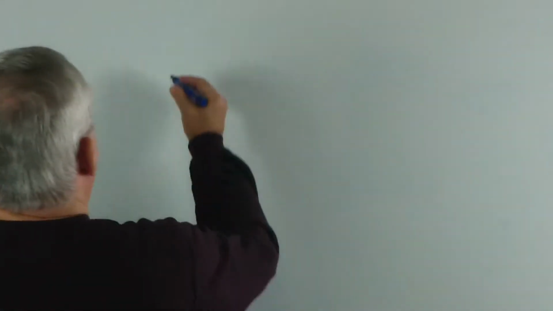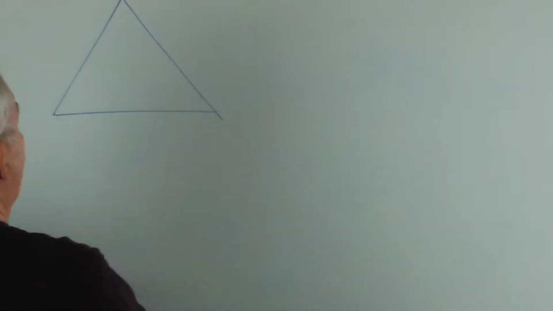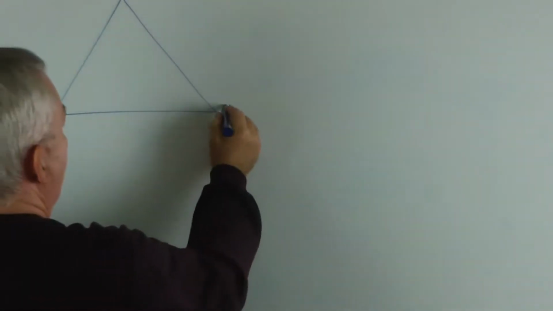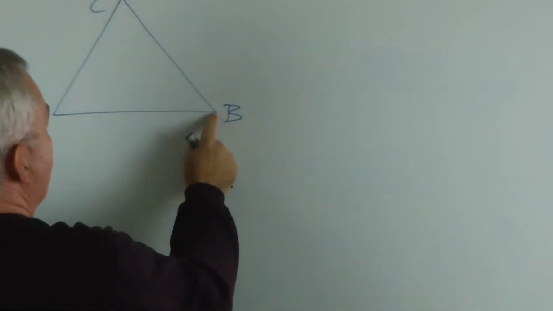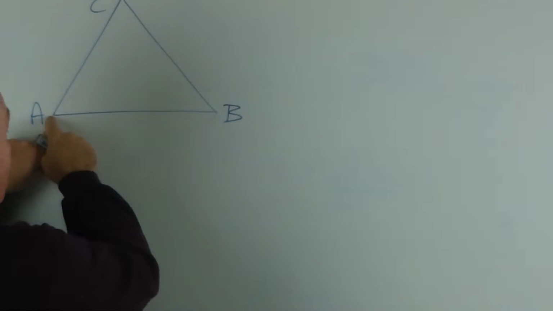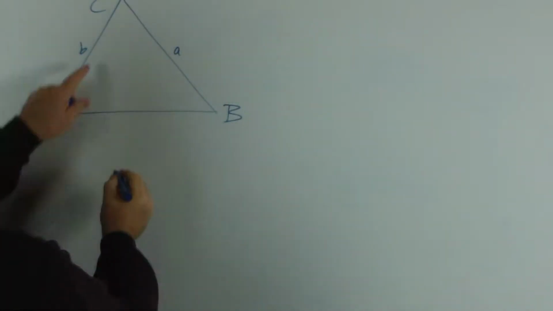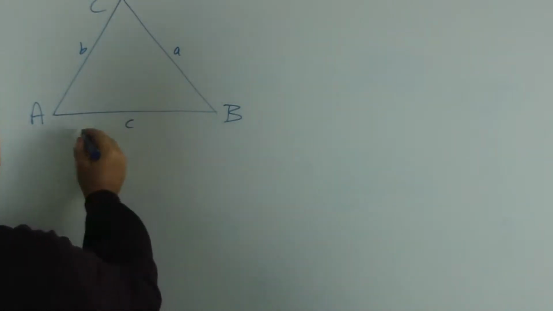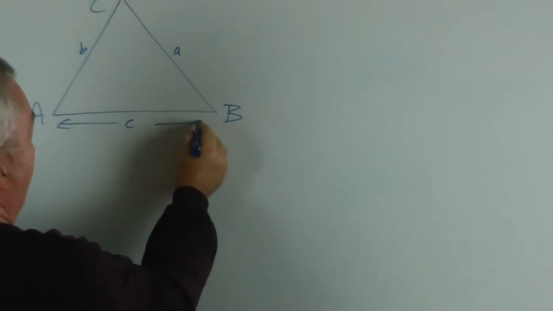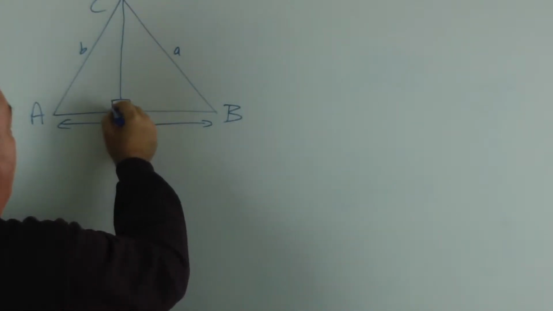Now, interestingly, for all three rules, we start with the same diagram, and here it is. We draw a triangle that does not contain a right angle and label its vertices A, B and C. By convention, the side opposite A has length a, the side opposite B has length b, the side opposite C has length c. Remember, this is the entire length. And we draw an altitude or a height, and we'll call it h.